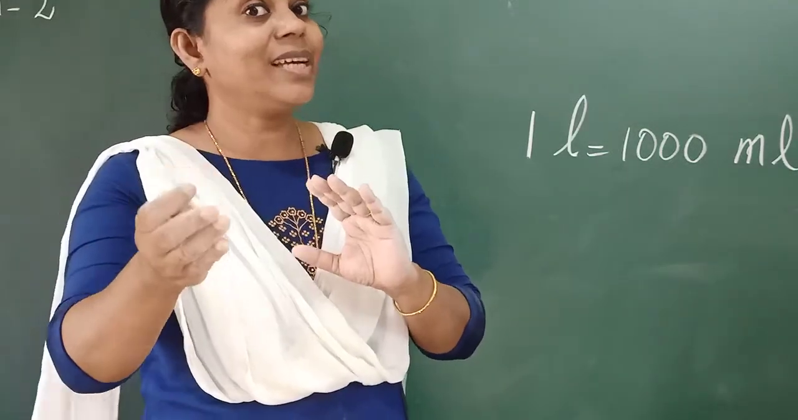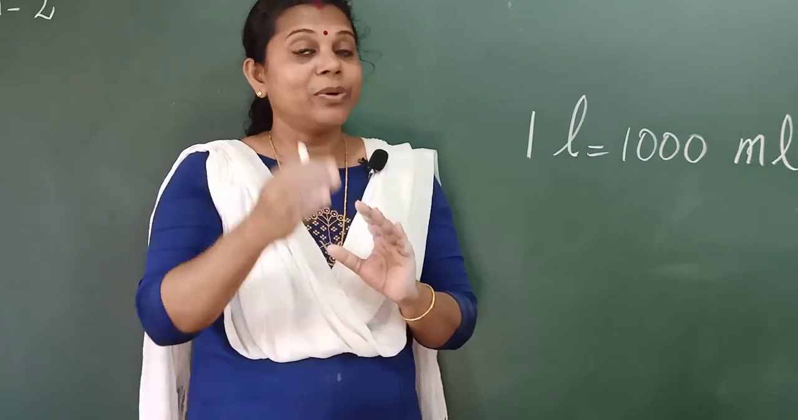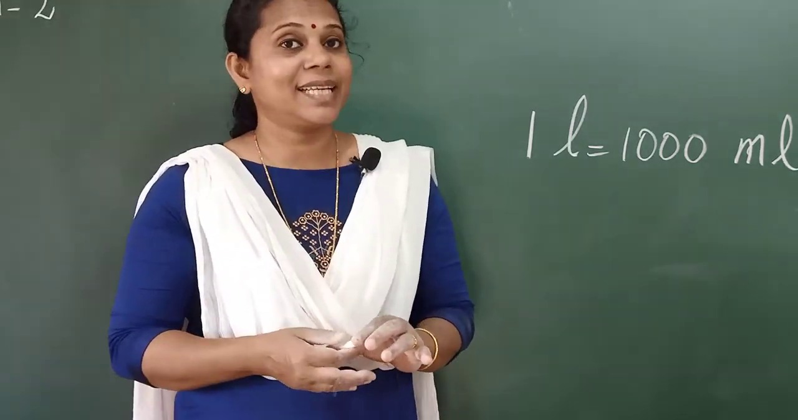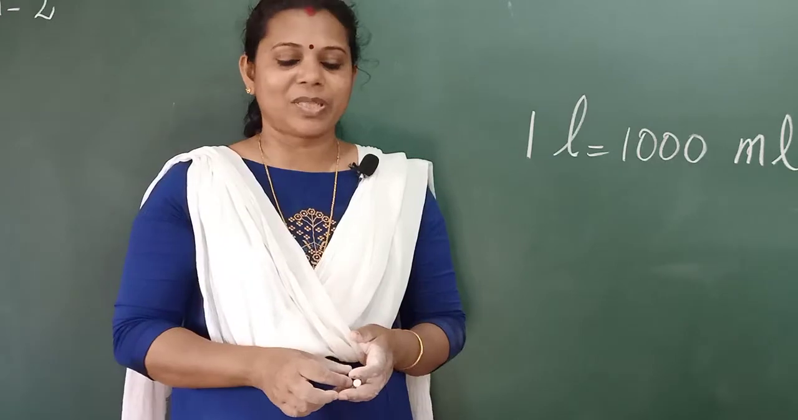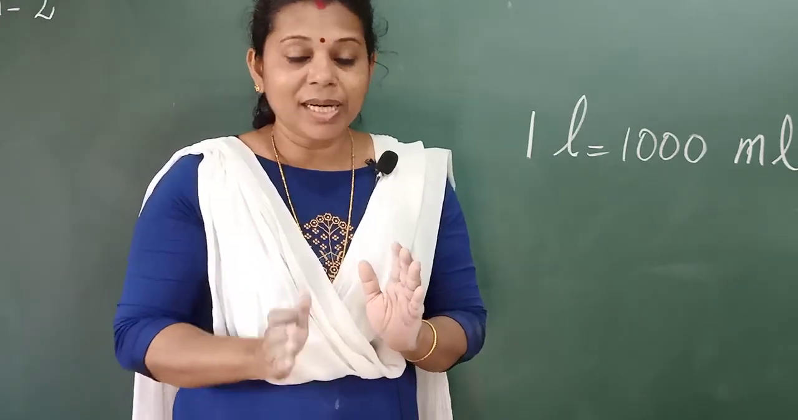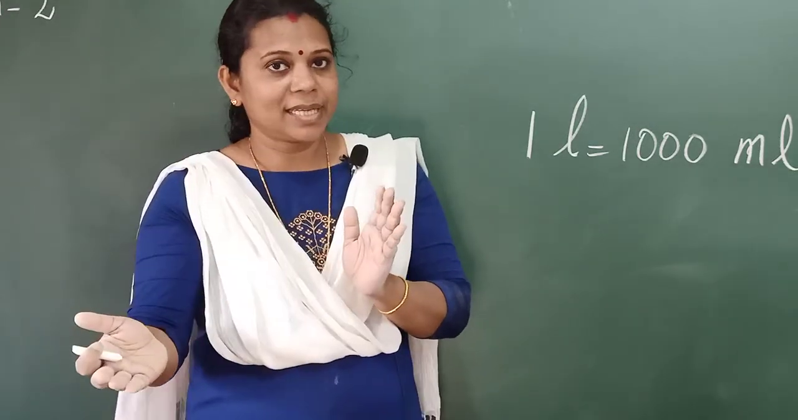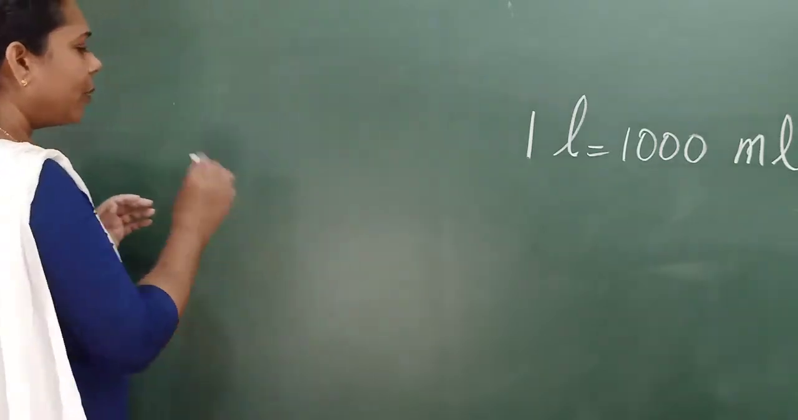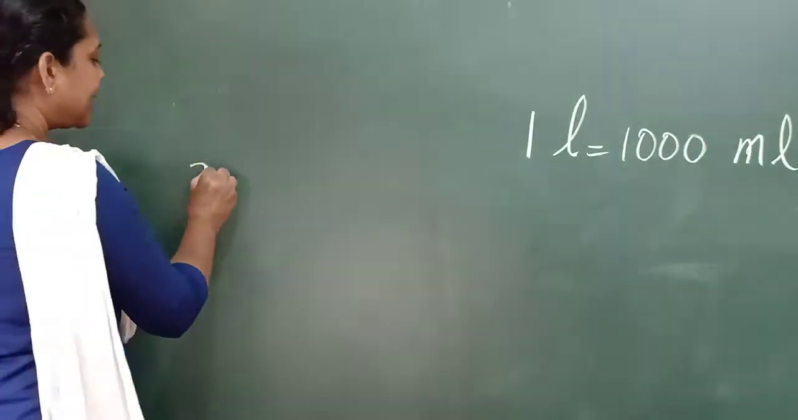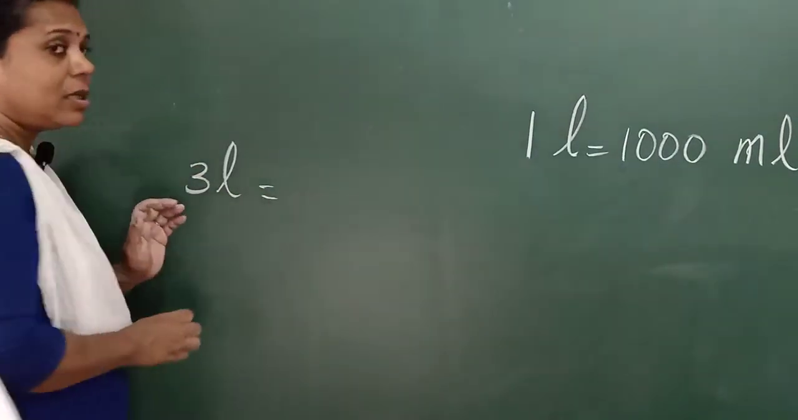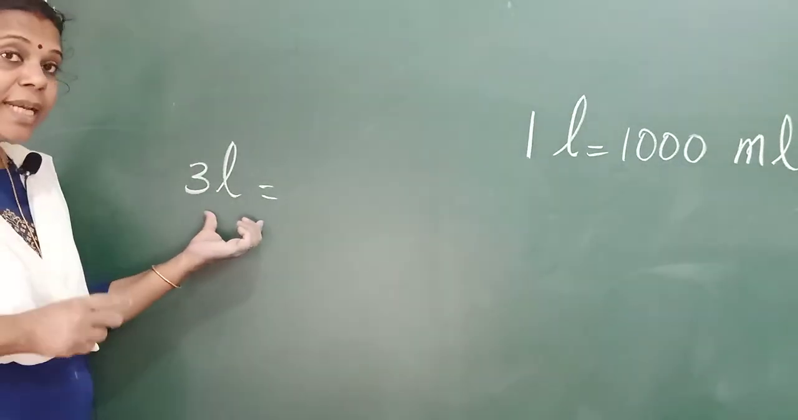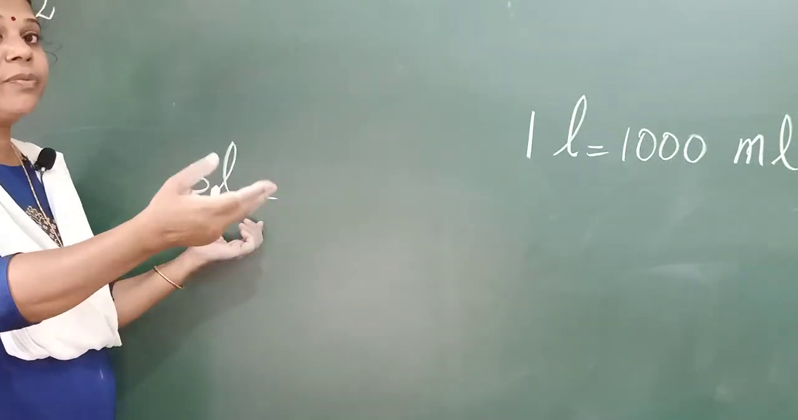The standard unit of measuring capacity is liter. There are some problems. How to convert liter to milliliter? Okay, you are given a bottle, and the capacity of the bottle is 3 liter. Can you convert this 3 liter into milliliter? How do you convert it?